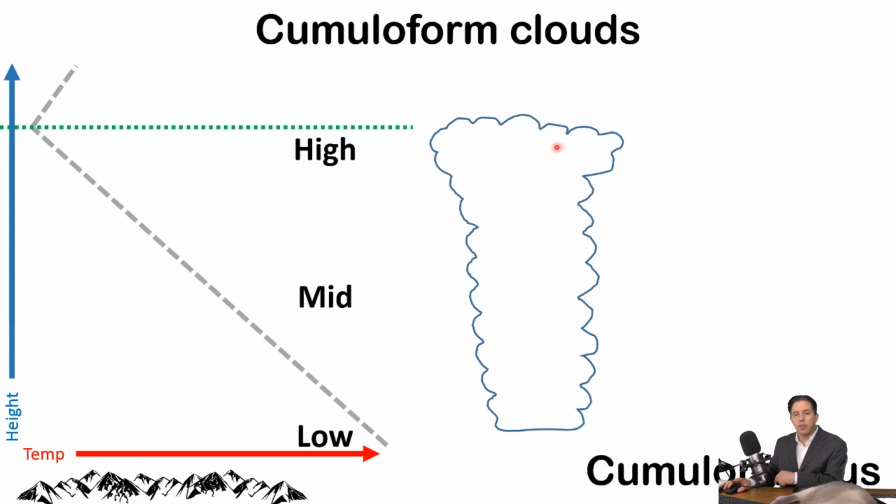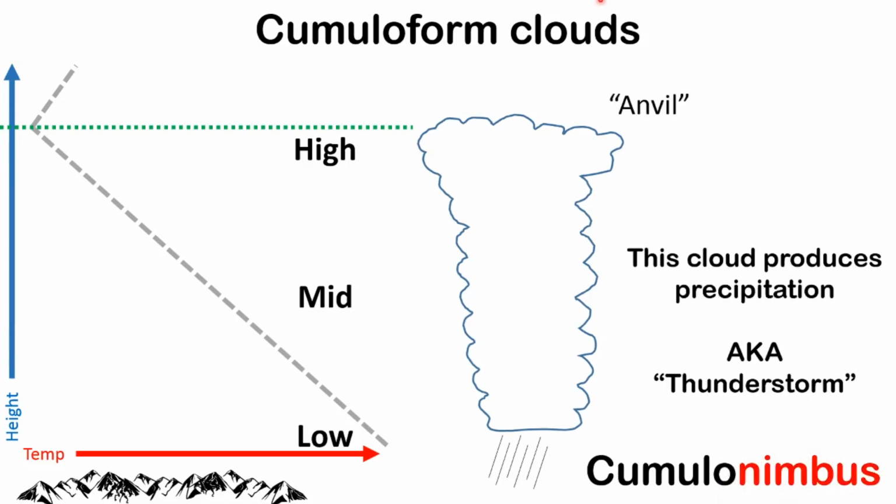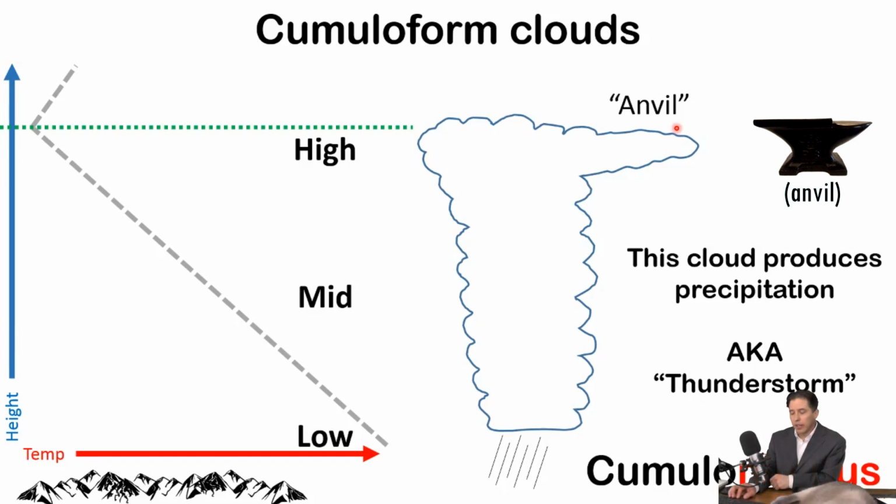So what happens is the cumulonimbus cloud grows horizontally up here, and this forms kind of a funny hat. And we call that funny hat an anvil. And the anvil will continue to grow as long as the cumulonimbus is itself growing. So the anvil is an easy way to tell if you have a cumulonimbus cloud from a distance.